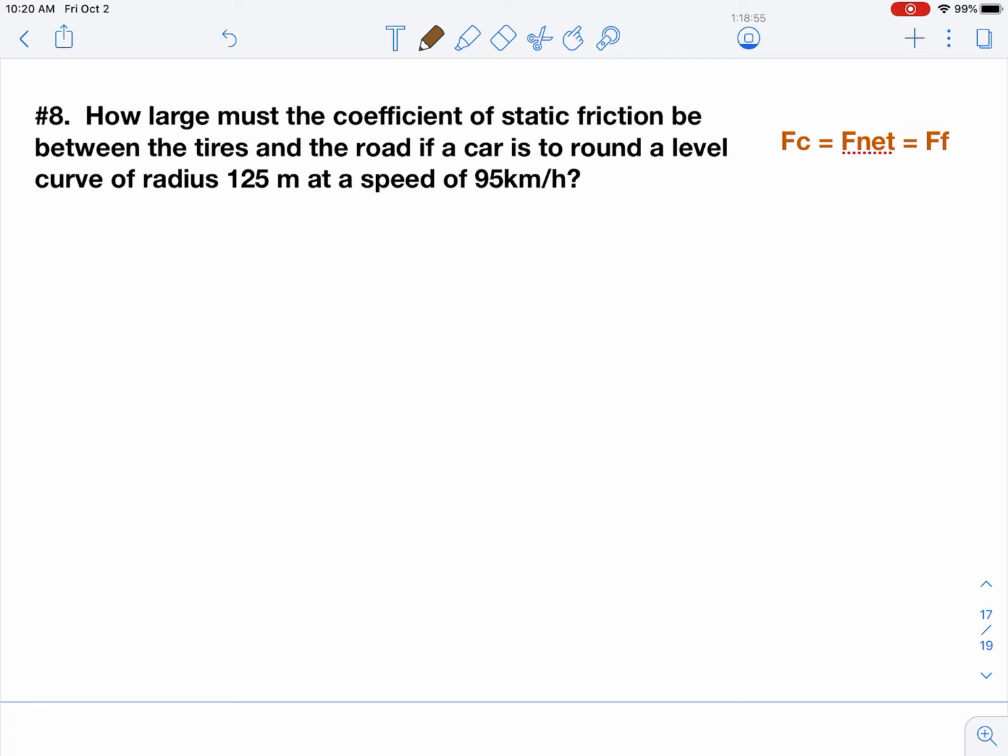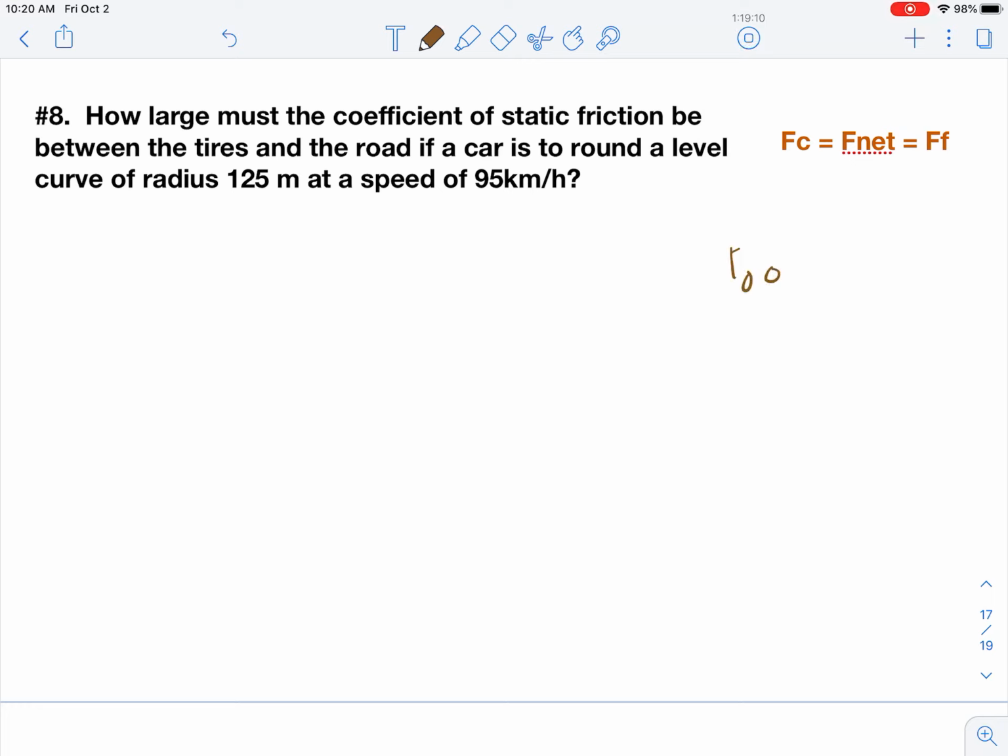But in this particular question, this is a vehicle that is turning, and we discussed in the lesson that the force applied to the car to cause it to turn is actually friction that comes from the tires touching the road.